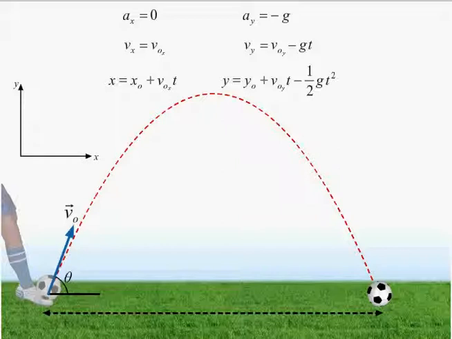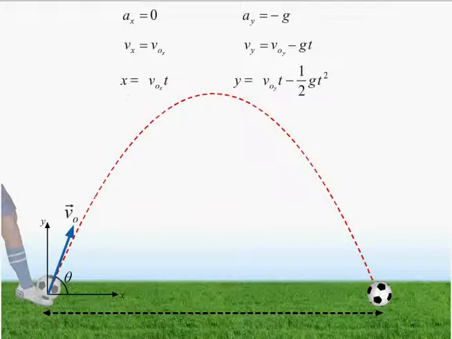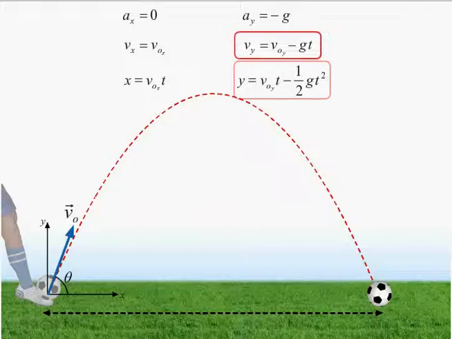To make things even simpler, let's kick the ball at t equals 0 and choose the origin of our coordinate system to be at the initial position of the ball, so that x0 is equal to y0 is equal to 0. We now have equations for all 3 quantities that change as a function of time: x, y, and v sub y.